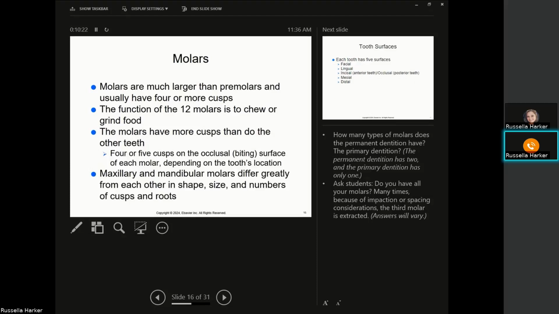So 3 or more roots usually on top, 2 wide prominent roots on the bottom, and that will help you distinguish on your x-rays whether it is a top molar or a bottom. If it has 2 wide prominent roots, it's usually a lower molar. If it has 3 or more roots, it's usually a top molar.